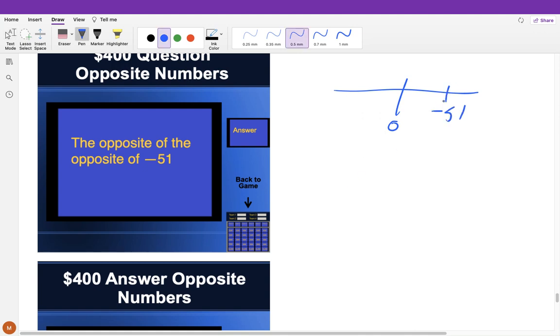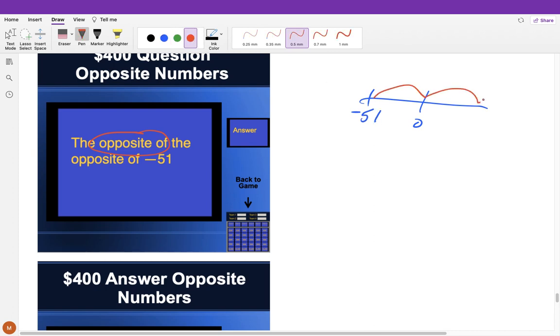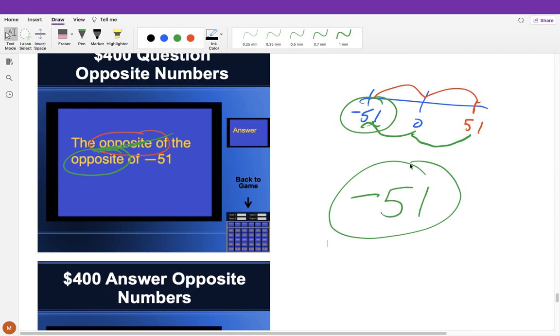So when we're doing the opposite of the opposite, well, first, let me start this one over. The opposite of negative 51 is on this side. So the opposite of negative 51 means I'm jumping to 51 units away on the opposite side of the number line, which is positive 51. However, I had another opposite to do, so I'm going to take the opposite of that answer now and move back to the other side, which is bringing me back to the original number, negative 51. So the opposite of the opposite of negative 51 is negative 51.